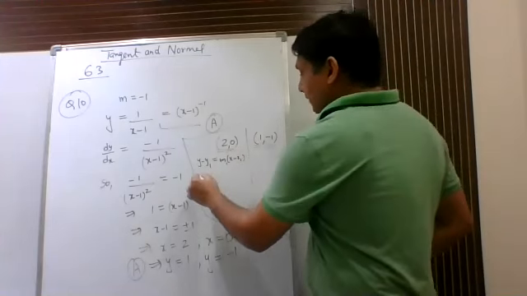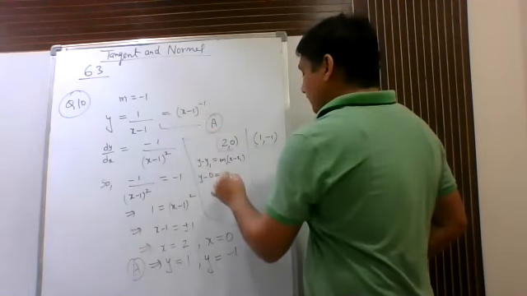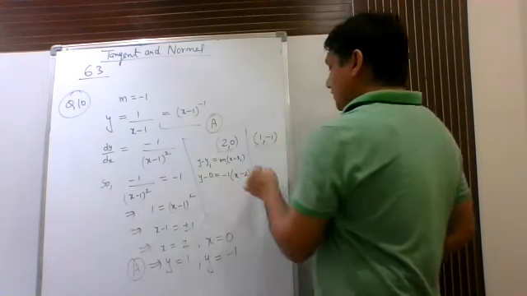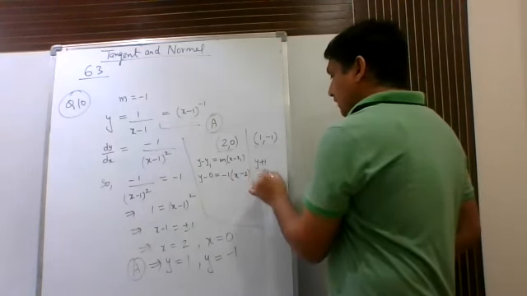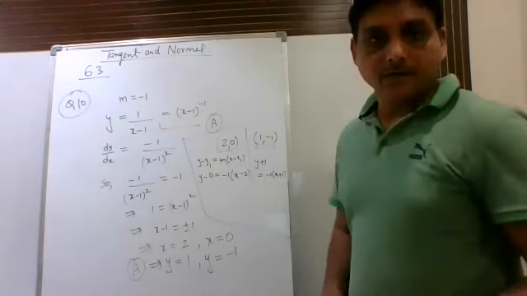So simply you will substitute the values. So y minus 0 is equal to m1, which is minus 1, times (x minus 2). Just do the calculation, and similarly for this one it will be y plus 1 is equal to minus 1 times (x plus 1). Just do the calculation and you will get the final answer.